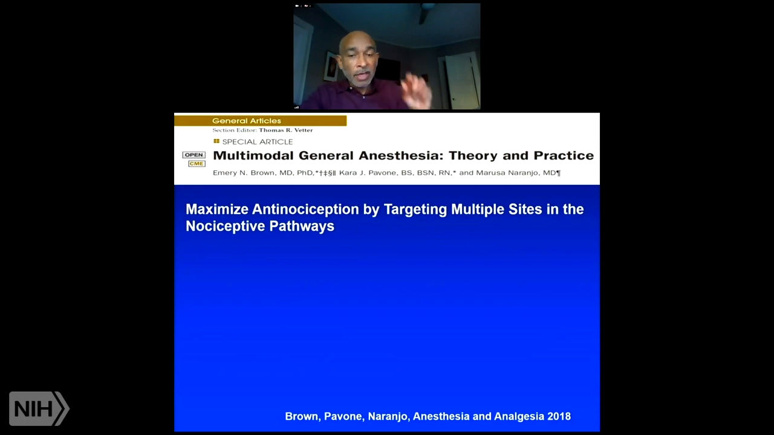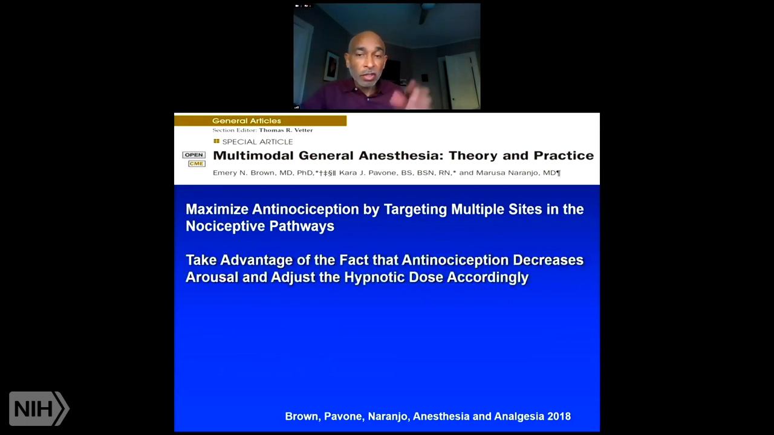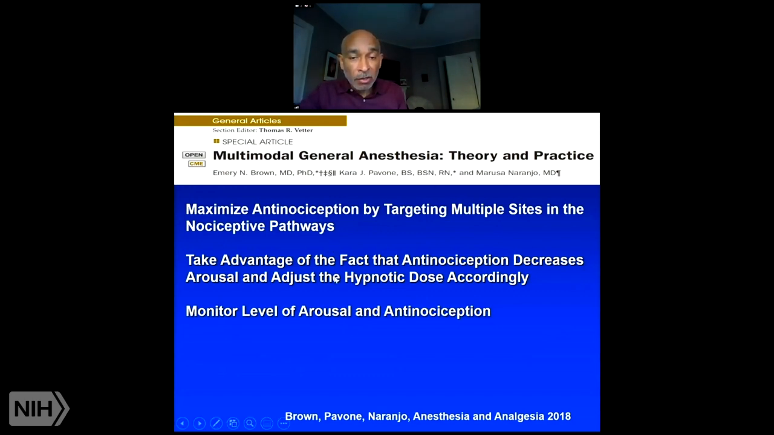Now, by doing that, it turns out that those drugs also decrease arousal. So what that means is the amount of propofol or sevoflurane that you have to give to keep someone unconscious becomes a lot less. This is especially important for older patients. You have to be able to monitor arousal and have a monitor of antinociception. So here, this is going to be the EEG. And here we're going to use heart rate and blood pressure. And then you should continue your multimodal strategy into the postoperative period.